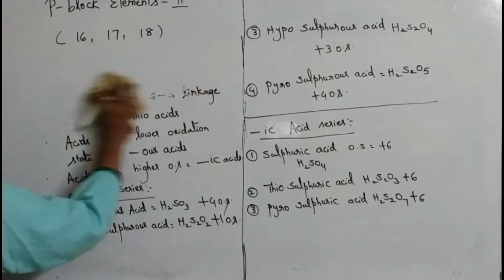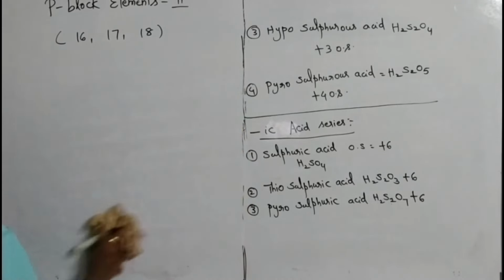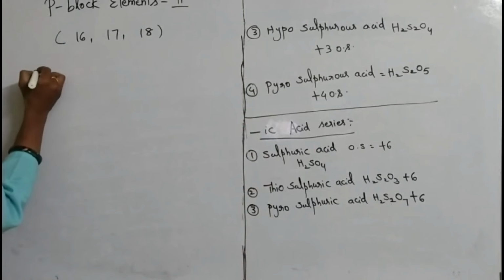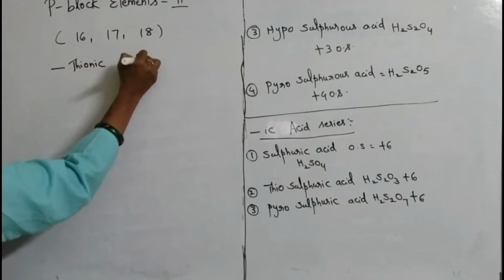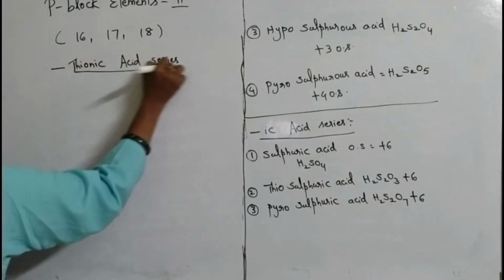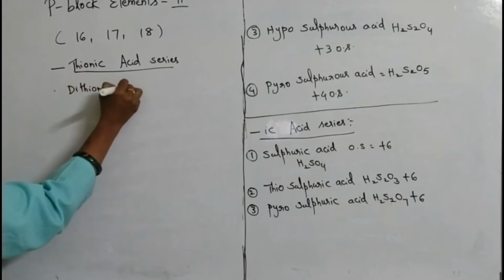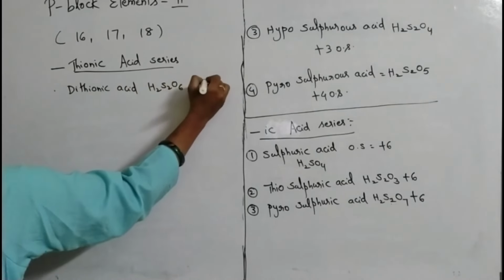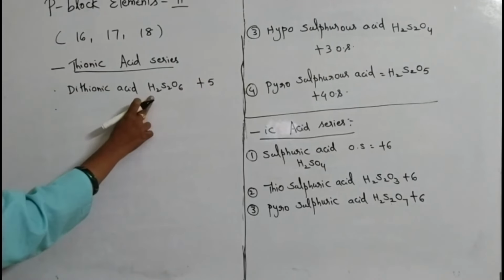Next, there are other types of acids also. Please concentrate on these points, you will be getting objective questions from these points. Next is the thionic acid series, the third type. Dithionic acid, H2S2O6. Here the oxidation state of sulfur is +5.